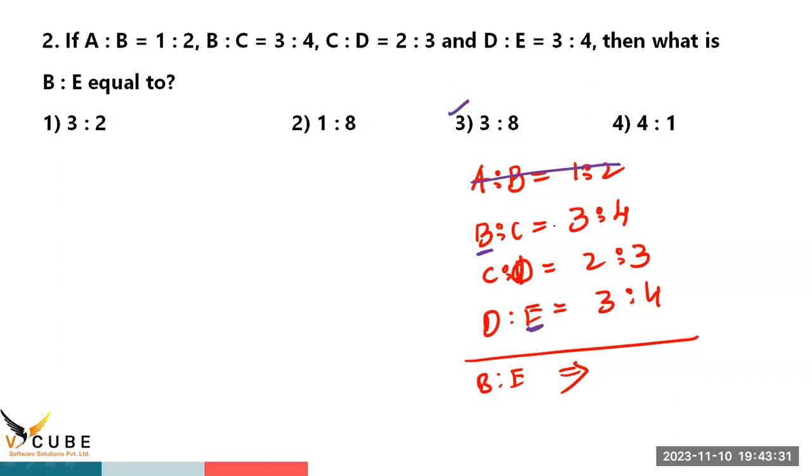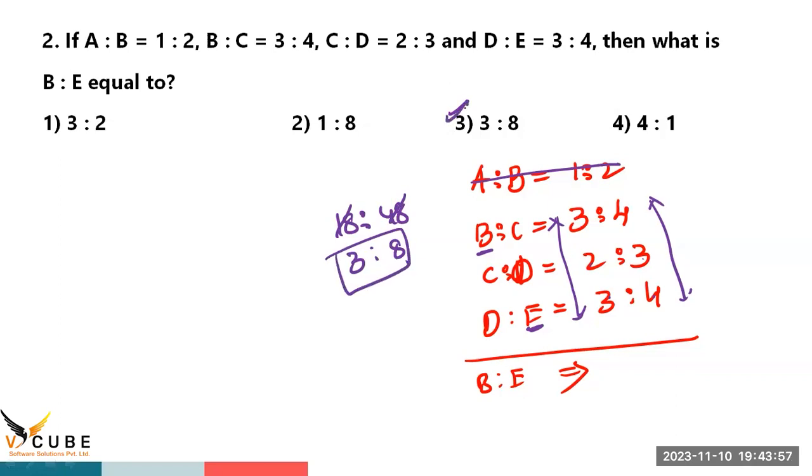To find the first value, just multiply the left-hand side numbers. 3 2s are 6, 6 3s are 18. To find this value, multiply the right-hand side numbers. 4 3s are 12, 12 4s are 48. Let me calculate here: 6 3s are 18, 6 8s are 48. Then the answer is 3 is to 8, and that's why option 3 is the right answer.